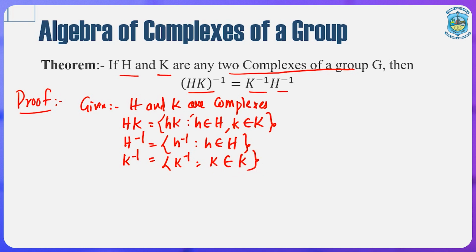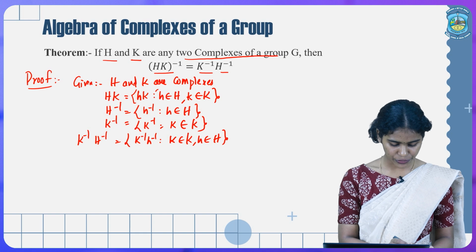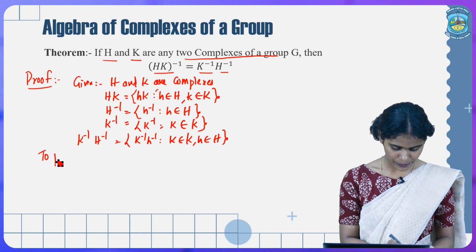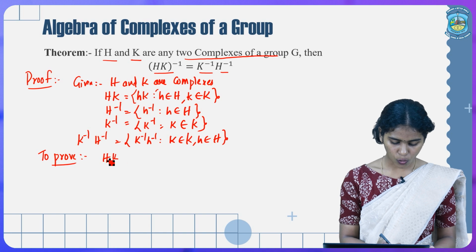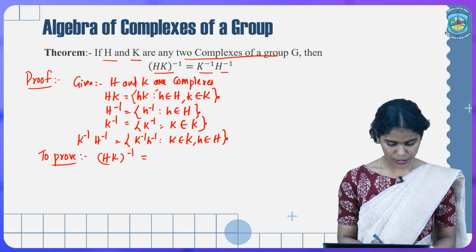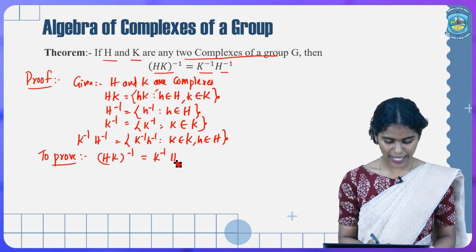And what about K inverse H inverse? K inverse H inverse will contain elements small k inverse, small h inverse, where k belongs to capital K and h belongs to capital H. Now, what are we supposed to prove? To prove: (HK) whole inverse is equal to K inverse H inverse.